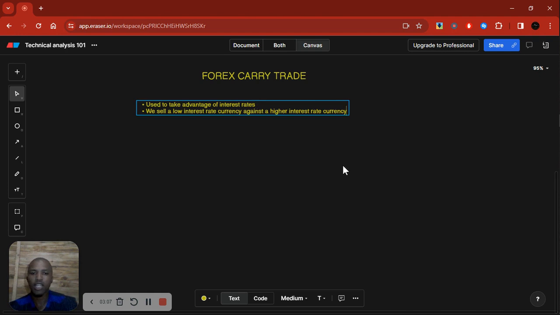And then another point. What is the aim when it comes to actually using or executing a carry trade, right? So the aim, let's write the aim. The aim is to get a return from just holding the position.